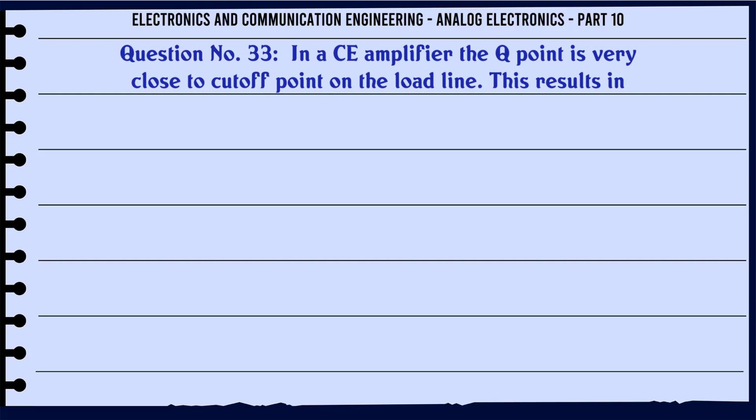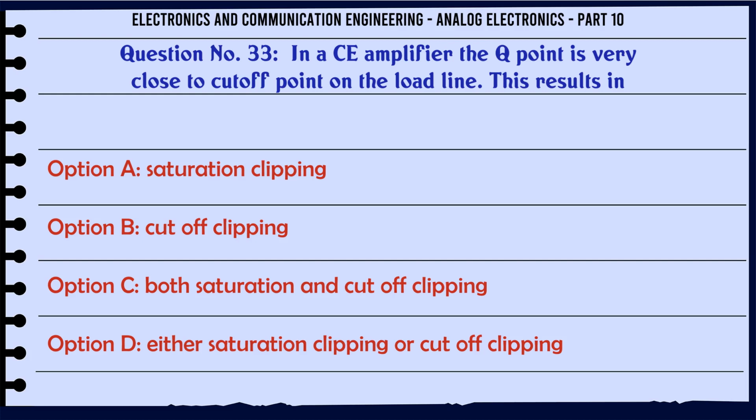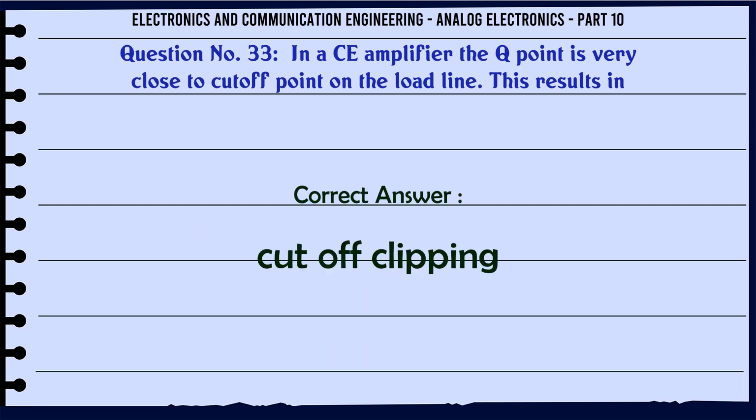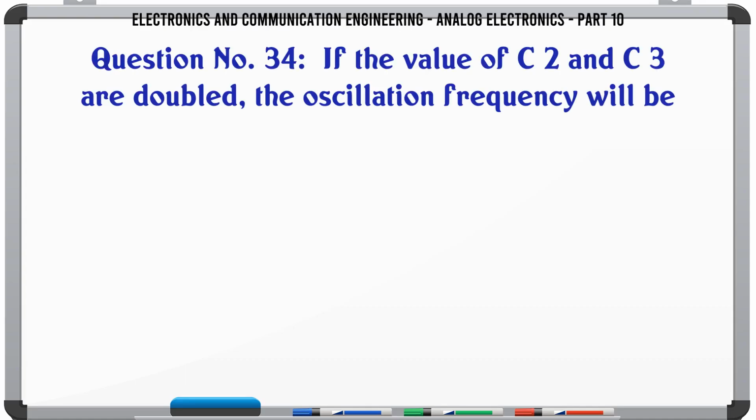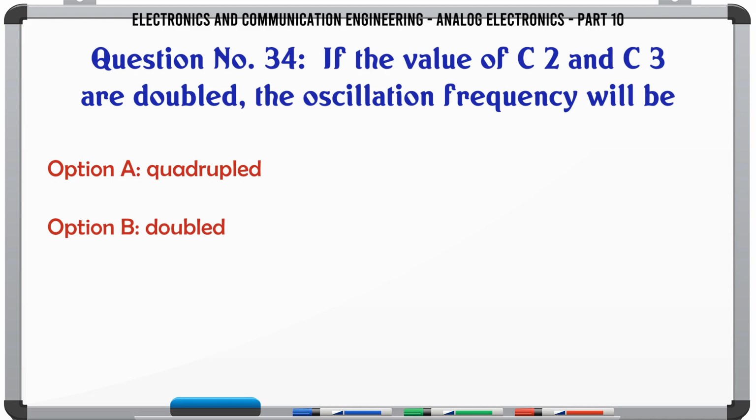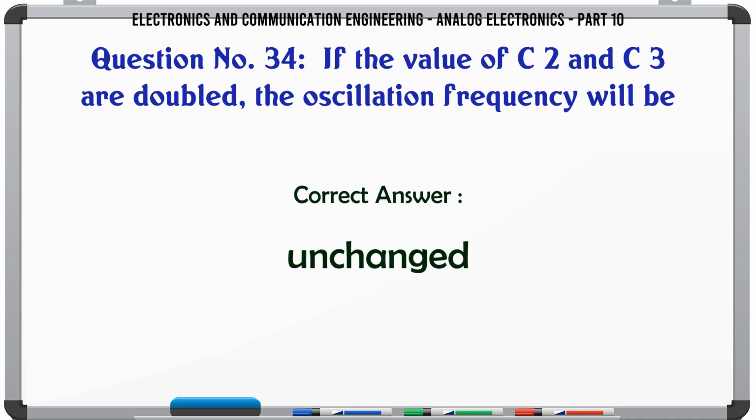In a CE amplifier, the Q point is very close to cutoff point on the load line. This results in A. saturation clipping, B. cutoff clipping, C. both saturation and cutoff clipping, D. either saturation clipping or cutoff clipping. The correct answer is cutoff clipping. If the values of C2 and C3 are doubled, the oscillation frequency will be A. quadrupled, B. doubled, C. unchanged, D. halved. The correct answer is unchanged.